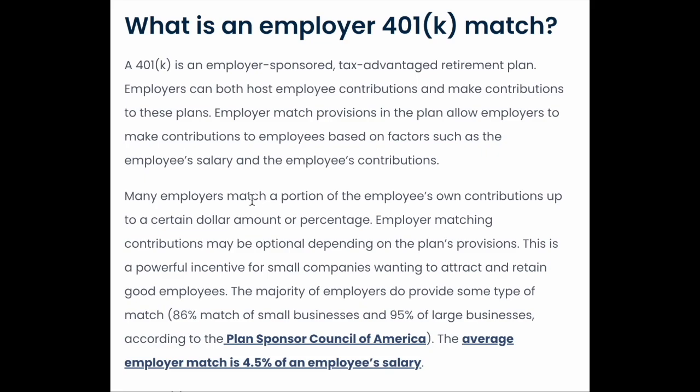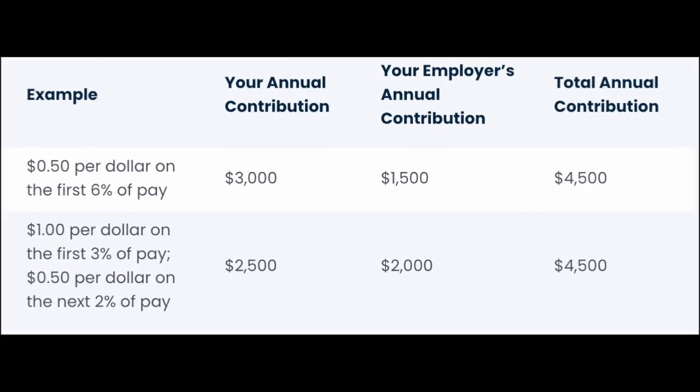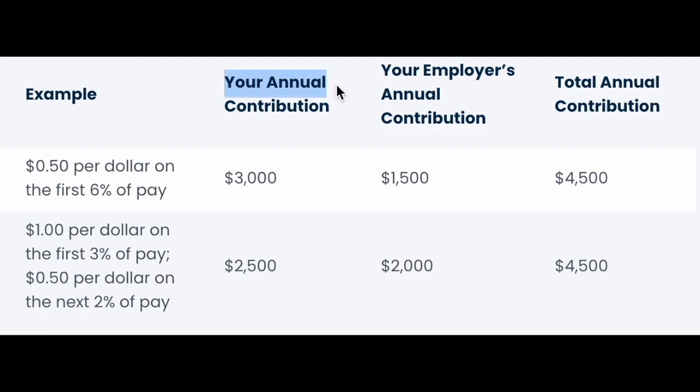So many employers will match a portion of their employees' own contributions up to a certain dollar amount or percentage. So let me show you a quick example. This example shows you your annual contribution, and then it shows you how much they will match. So this says 50 cents per dollar on your first 6% of pay. This is just one example they'll do, but it shows you that if you're investing $3,000 of your own money, and then your employer will contribute $1,500, your total annual contribution will be $4,500.